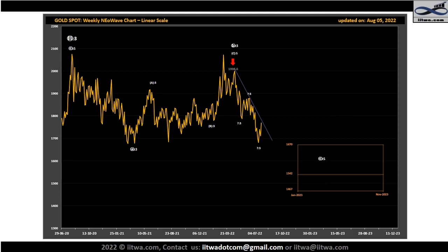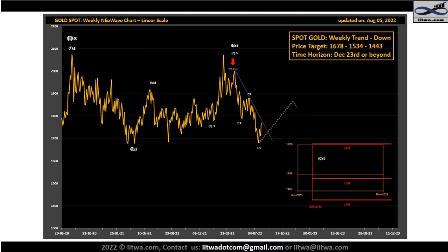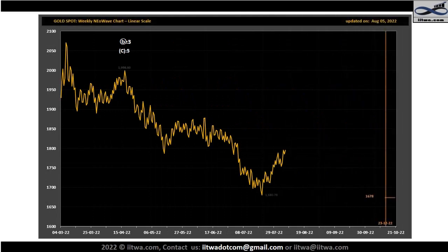Logically, we can say after a corrective up move, the next sell-off should enter between the price area 1678 to 1534 or may be up to 1443. Time-wise, wave C needs to terminate in the time area of December 23rd, 2022 or later. Let us check the daily chart for fine-tuning. This is the daily chart of spot gold plotted on linear scale.